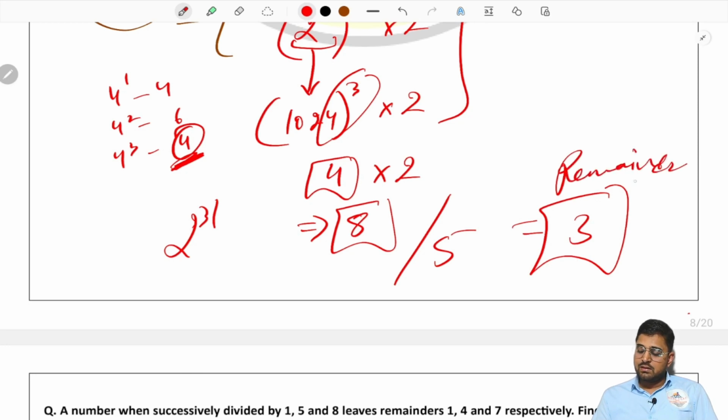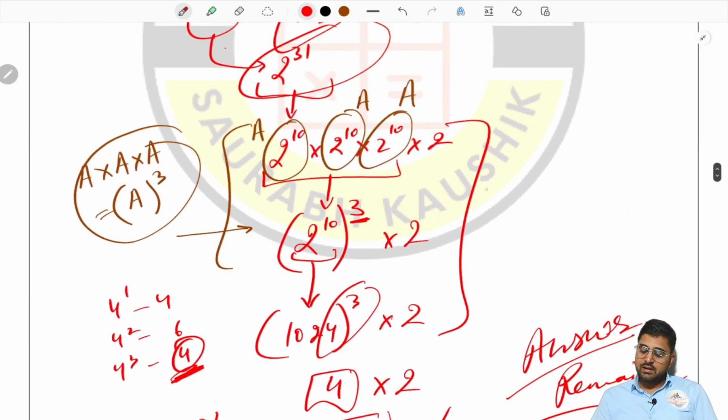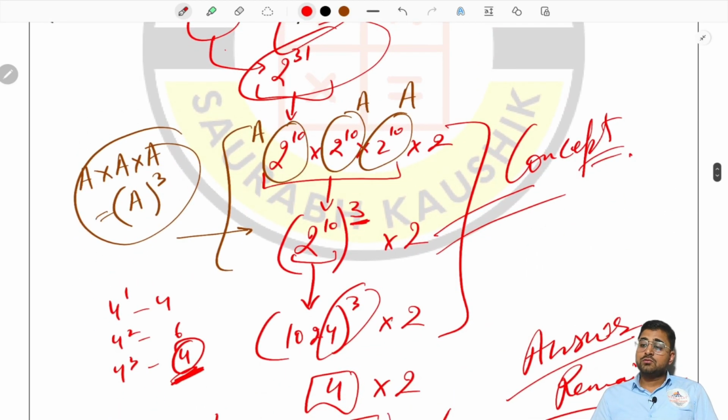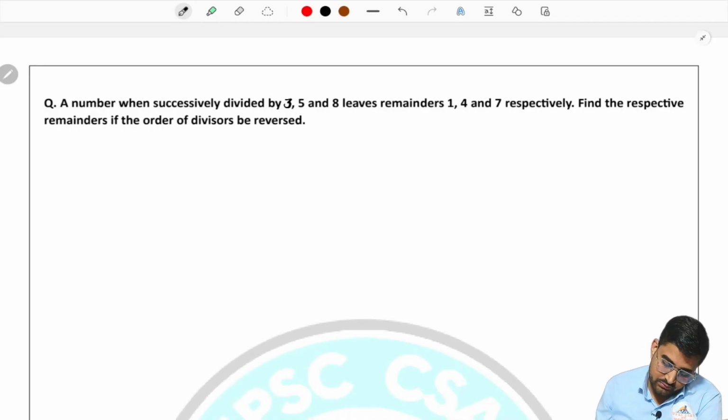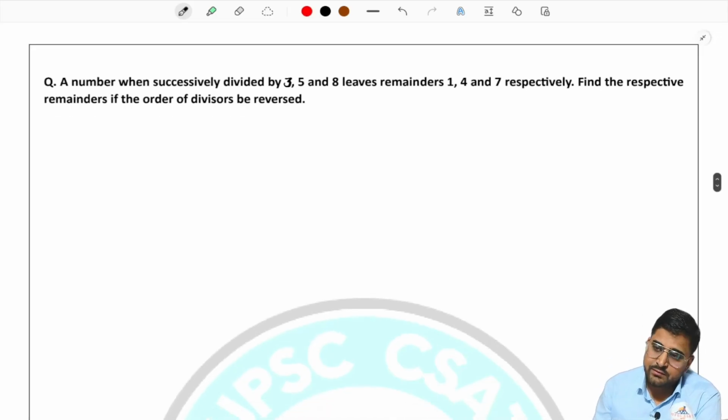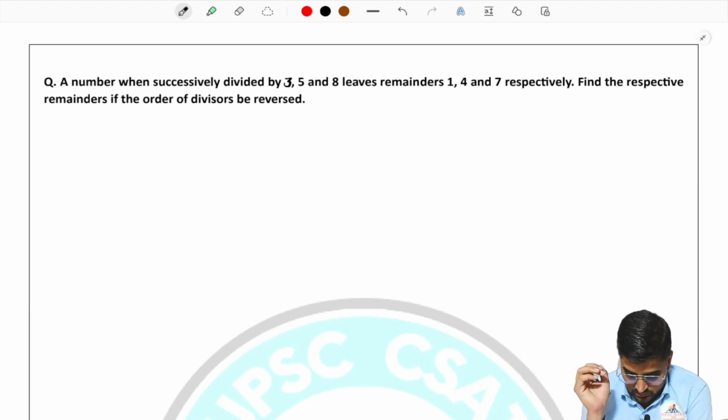That's what they are asking. This is the answer. I hope you understand this concept. Let's move to the next question. This is a very good question. Please pay attention. This is a very tricky one, and this type of question came in your examination.